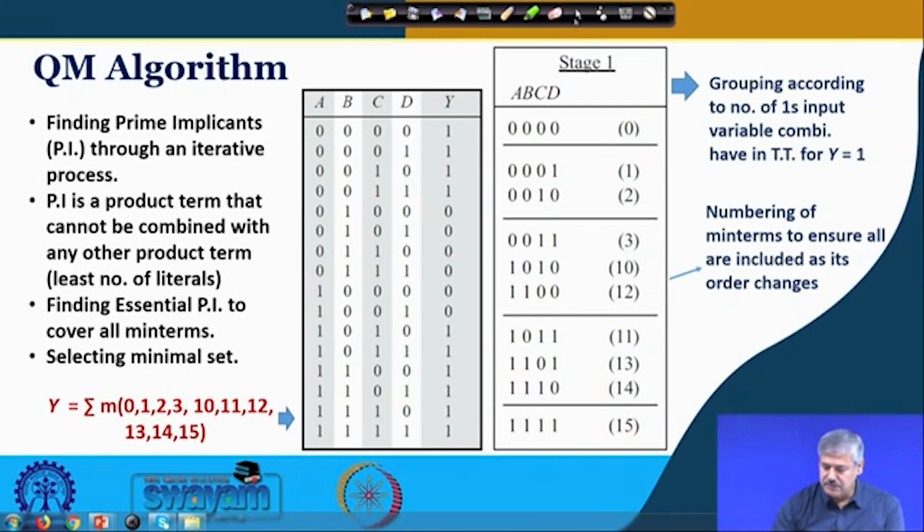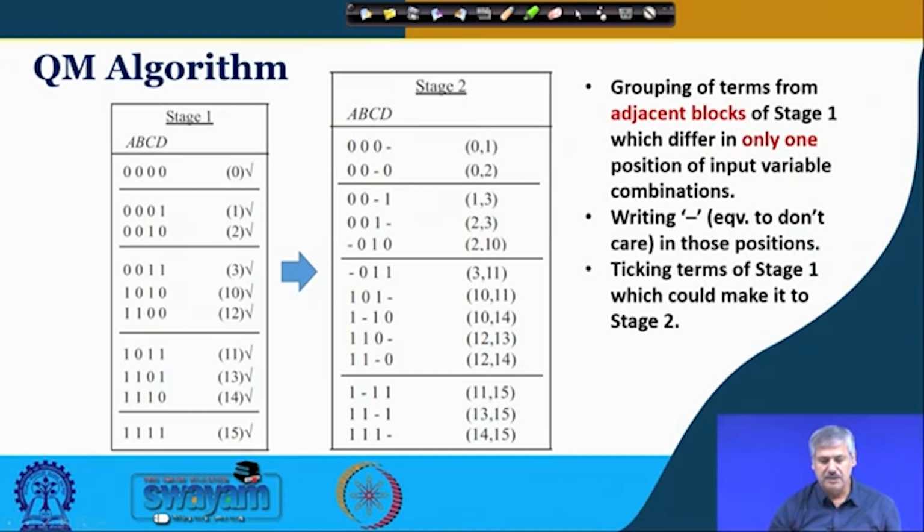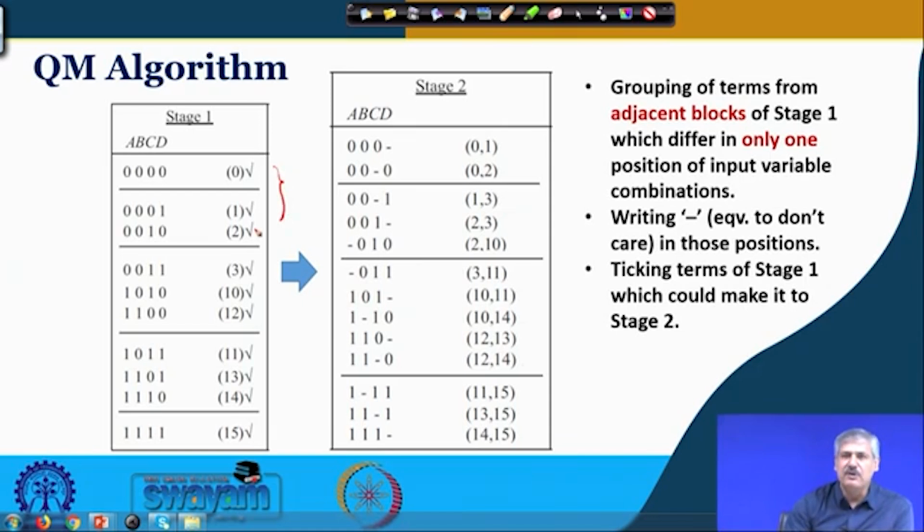So, from that we go to stage 2. So, in the stage 2 what we do? We form groups again the way we had done before, but in a little bit different manner. So, we take adjacent blocks. Why adjacent blocks? We shall tell later. So, adjacent blocks of stage 1, and then we see among the members there, the input combinations, the min terms, where they are just differing by 1 position.